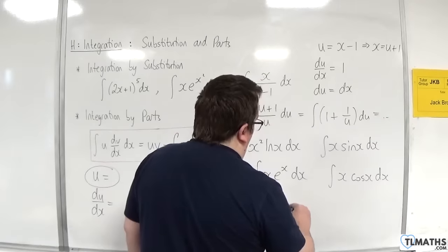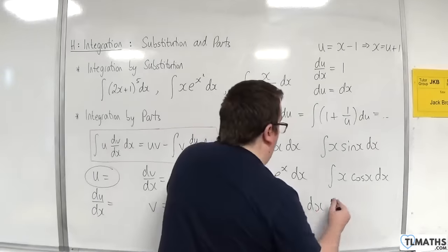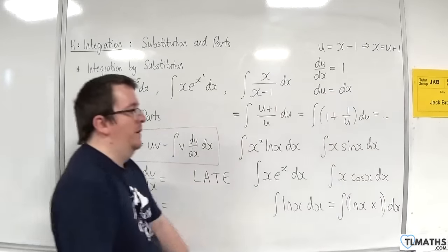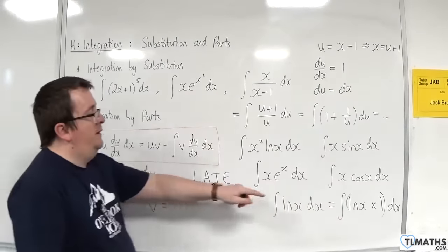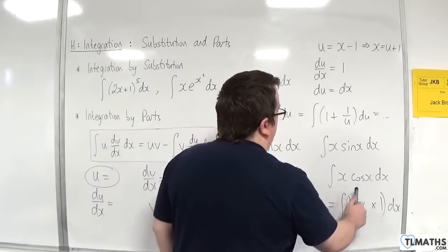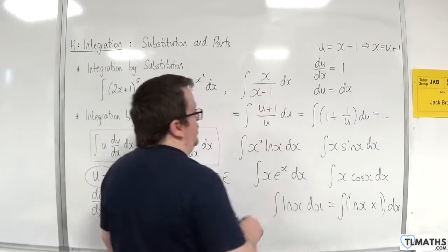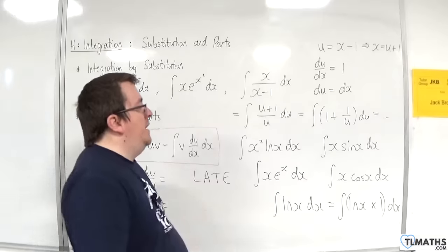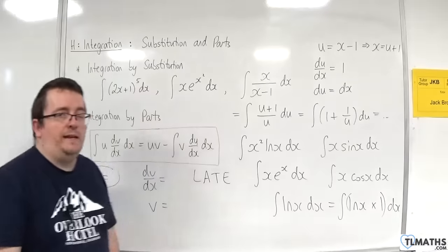The only one where it's not as obvious is the integral of log x, which is the integral of log x times 1. So what will u be? It'll be log x. What will dv by dx be? It'll be the 1. So in each of these cases, you've got something times something. And you wouldn't be able to use substitution on them because the interior function wouldn't differentiate back to what you've got at the front. You can't use substitution on them. You wouldn't be able to say x is equal to u, in which case you'd have the integral of u sine u du. It wouldn't make any difference to the difficulty of the problem.